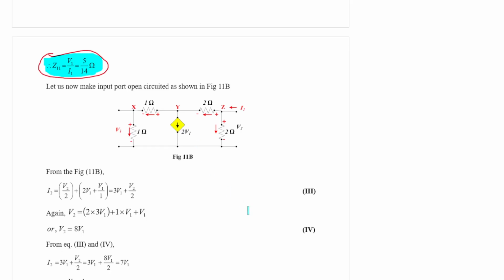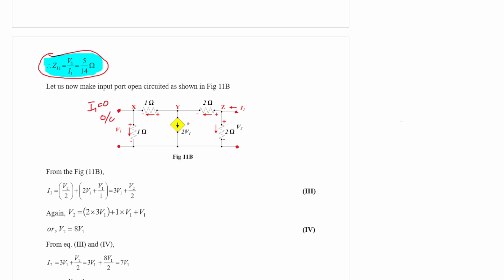Now we will do the reverse thing. We are giving the supply V2 at the output port, and the current I2 is flowing into the network, that means into the Z node. And we are making this side open circuited, that means I1 is equal to 0, and V1 has some value.